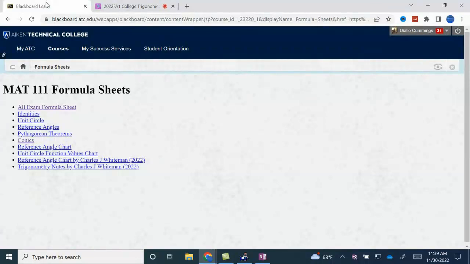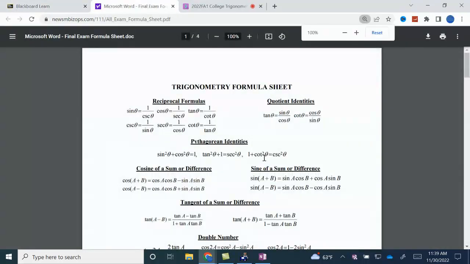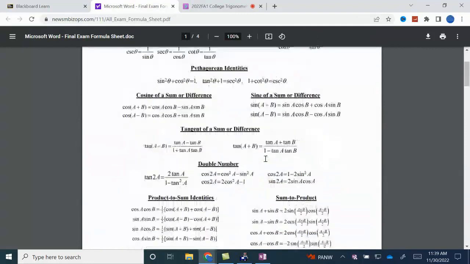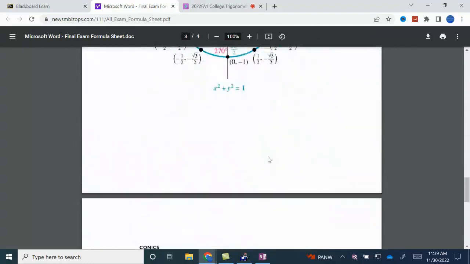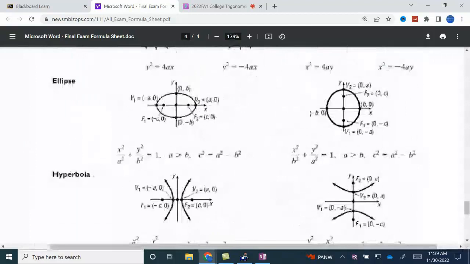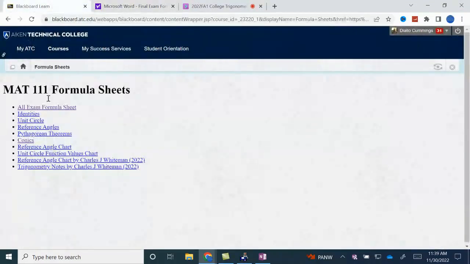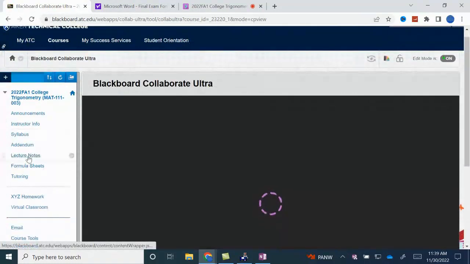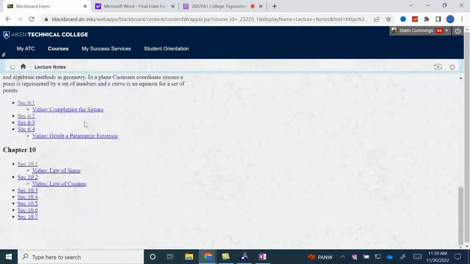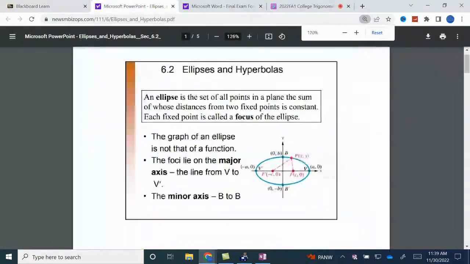In this section, we're going to take a look at ellipses, and I'm in the formula sheet section of the course. I'm going to go to the all exam formula sheet, and I'm going to go to the last page, and here we have the formulas for the ellipse. I'm also going to go into lecture notes, and in the lecture notes section, I'm going to go into section 6.2.